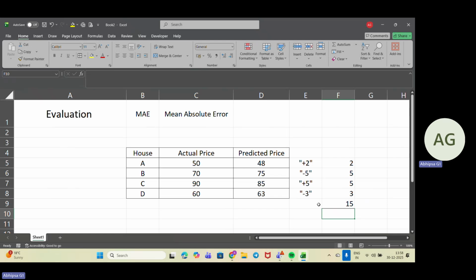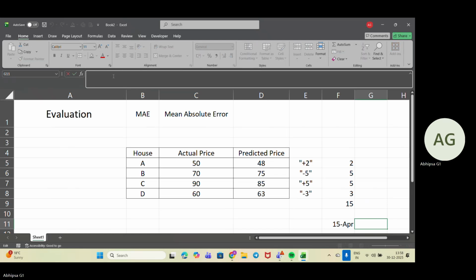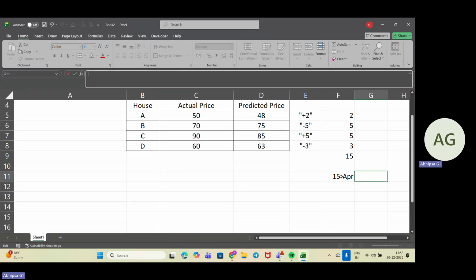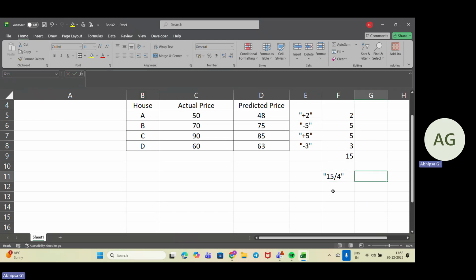Now the next step, after we have got the summation of the absolute values, is to divide by the total number of houses. The number of houses is 4, so it will be 15 divided by 4. After we do it, we get the result as 3.75.